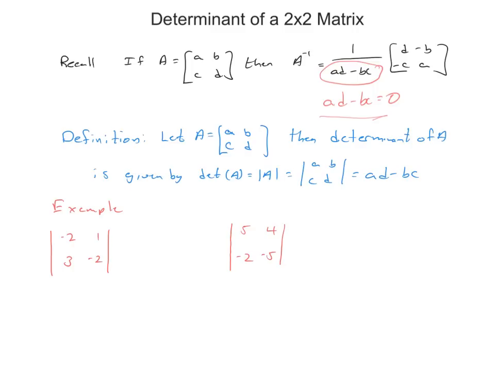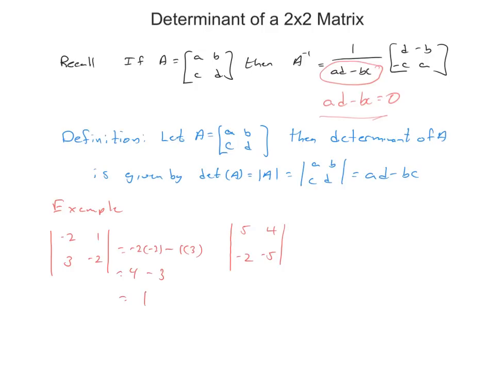So for example, I have two matrices here that I want to find the determinant of. Well, the determinant of this first matrix right here, remember, is ad minus bc. So a is -2, d is -2. So it's going to be -2 times -2 minus b and c, which are 1 and 3. Minus 1 times 3, which would be 4 minus 3. So in this case, the determinant of this matrix is equal to 1.